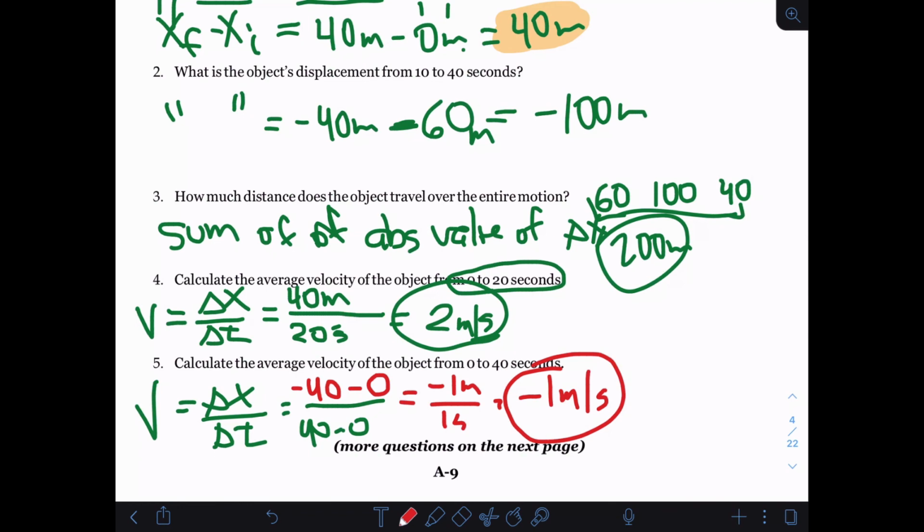Average speed, I'll cover that in more detail in class, but I want you to get to look at how you use distance, displacement, and average velocity on a position time graph. I hope this helped out.